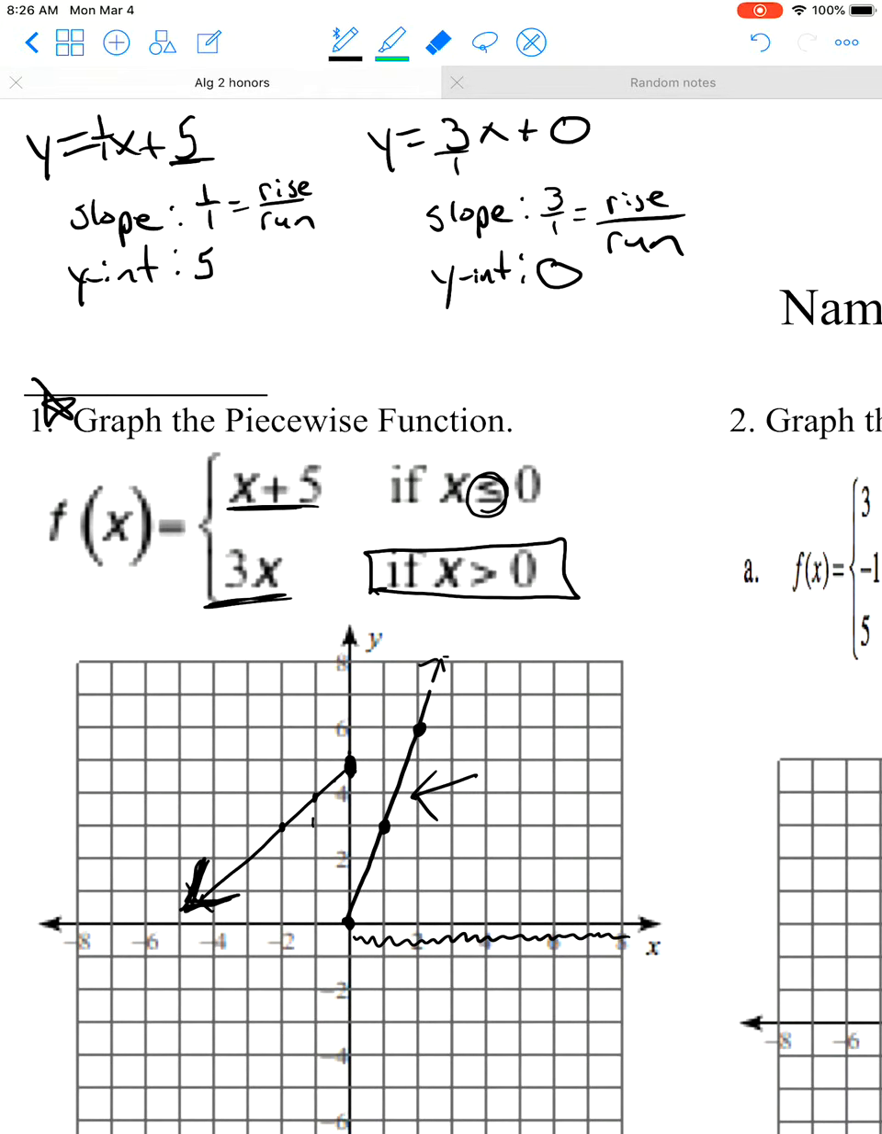And now I just need to think about one more thing. Well, if it's greater than 0, that means I need an open dot at 0. So I'm going to go ahead. Ooh, don't want that, whatever that is.